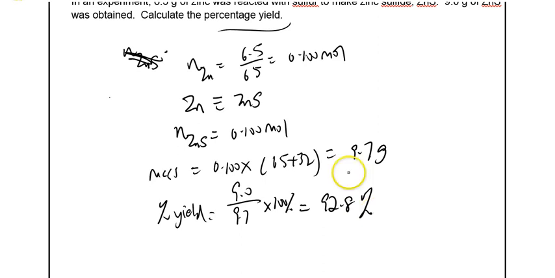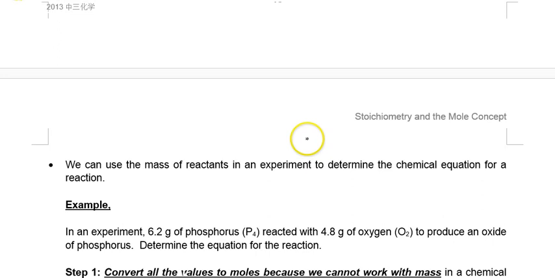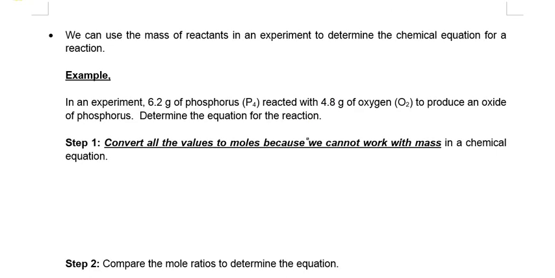Alright, the next part of mole concept deals with determining equations from empirical data. So what is this about? Let's take a look at the example and we find out more about this. It's actually quite simple. It is basically to use the values obtained from an experiment to calculate the equation for the reaction. So in this question, we have 6.2 grams of phosphorus reacting with 4.8 grams of oxygen.